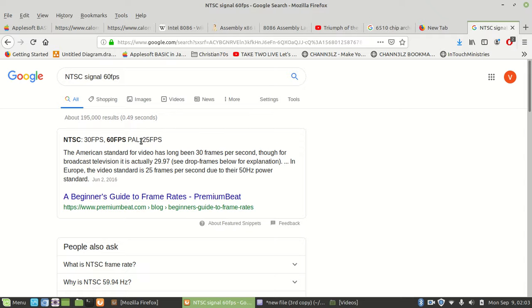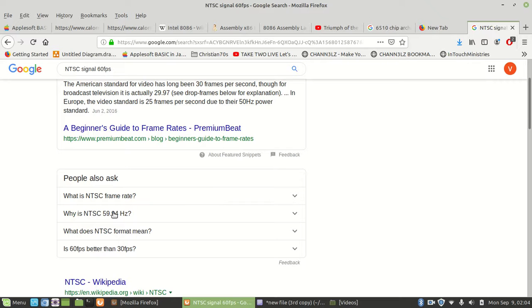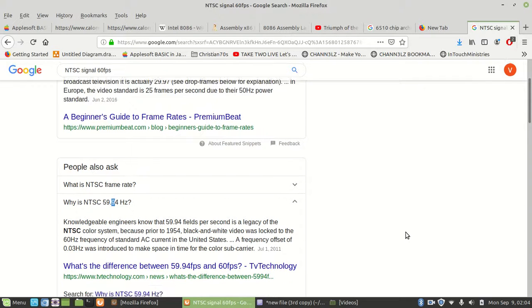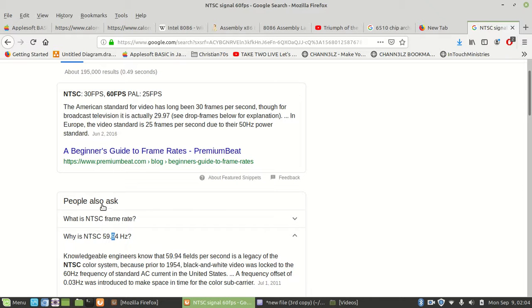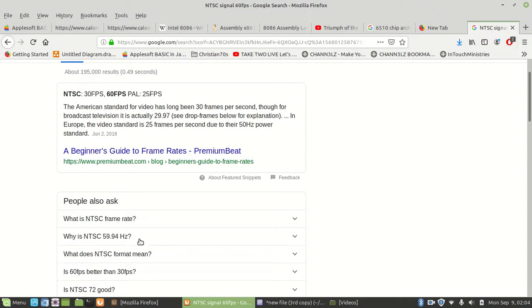PAL is 25 frames per second. NTSC had 30 frames per second and 60 frames per second. The reason why is because of the NTSC color system, to make space for the color subcarrier. So they're talking about that. So that's the actual frequency.